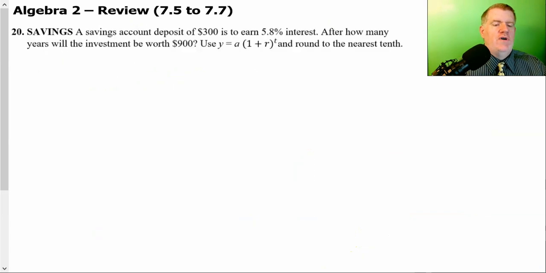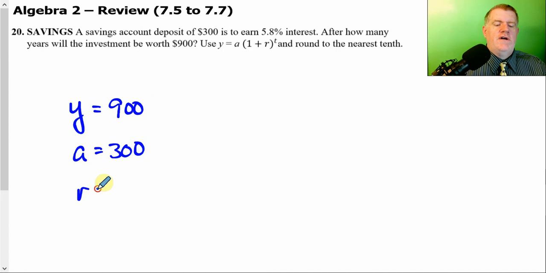All right, last one. Another savings account. We're earning interest. Yay. Oh, I kind of missed something here. Well, what's our y value equal? Remember, our y is what it equals currently, or what we want it to equal. We want it to equal 900. It starts at 300. And we know our rate is 5/8%, which is 0.058. Well, we got everything we need, so we're looking for t.